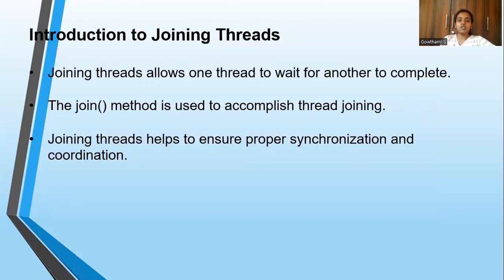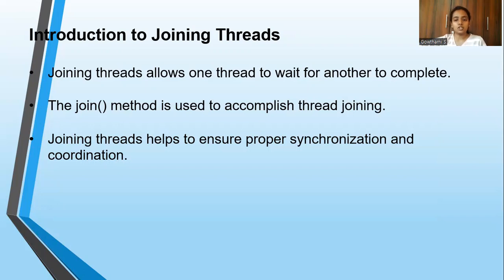So, introduction to the joining of threads. Now we'll look into the concept of how we join threads. Joining threads allows one thread to wait for another one to complete. It's nothing but when there are two processes which have to be run, the first process does its work, and the second process waits until the first process has been completed without giving any interrupt to it, so that the process goes on smoothly. So the join method is used to accomplish thread joining.